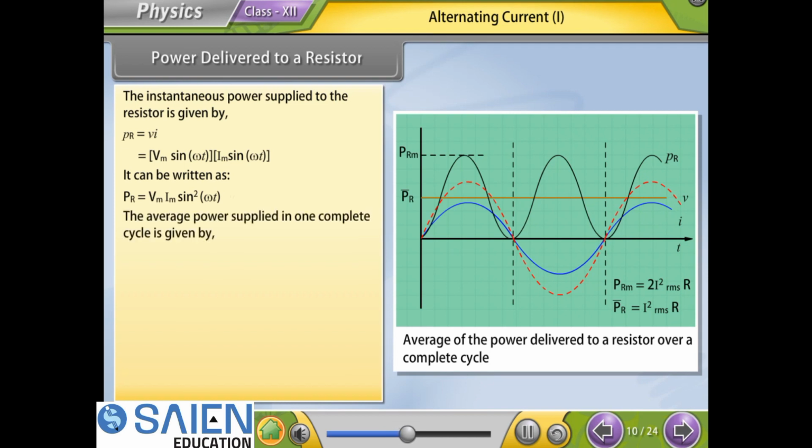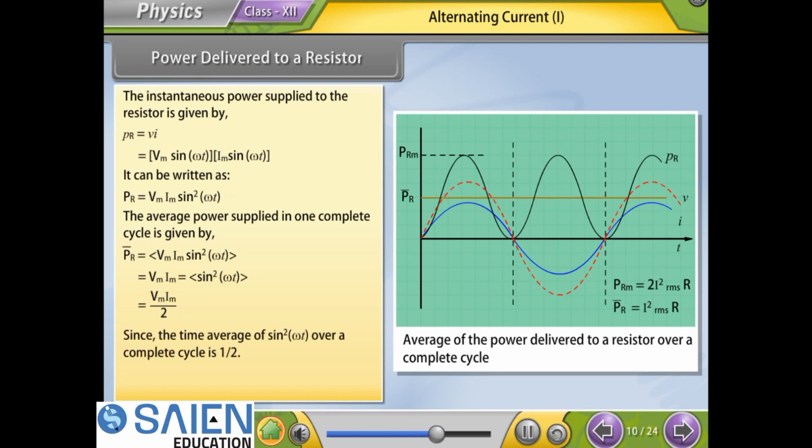The average power supplied in one complete cycle is given by PR is equal to Vm multiplied by Im divided by 2, since the time average of sine square omega t over a complete cycle is 1 by 2. It can be written as PR is equal to Vrms into Irms, or PR is equal to Irms square into R.